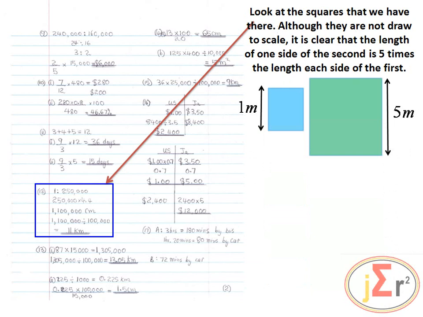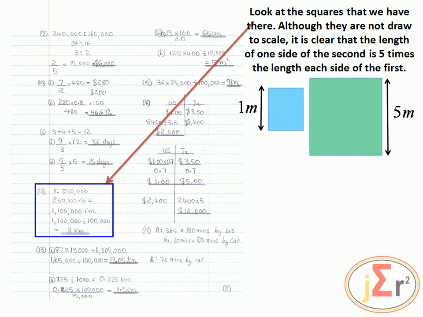Look at the squares that we have there. Although they are not drawn to scale, well, it should not be drawn to scale because this one does not look actually square. So although they are not drawn to scale, it is clear that the length of one side of the second is 5 times the length of each side of the first.